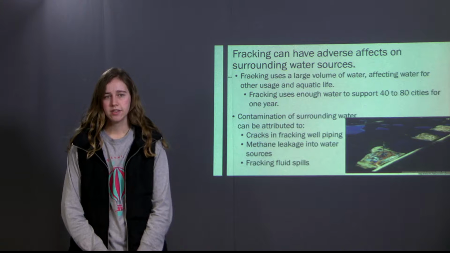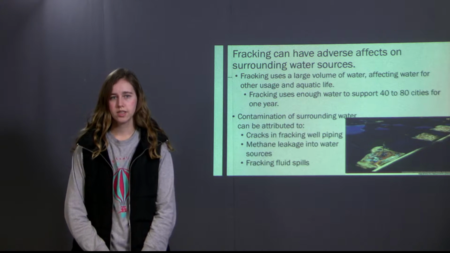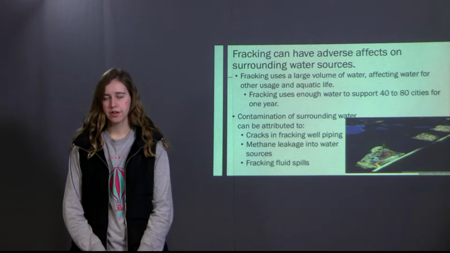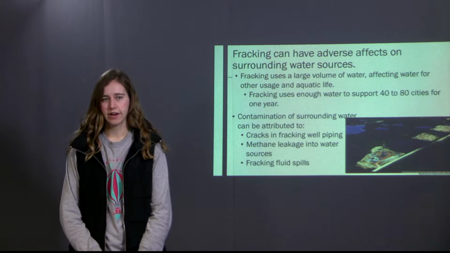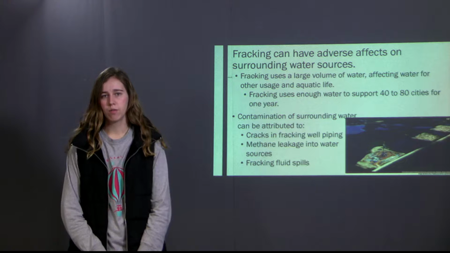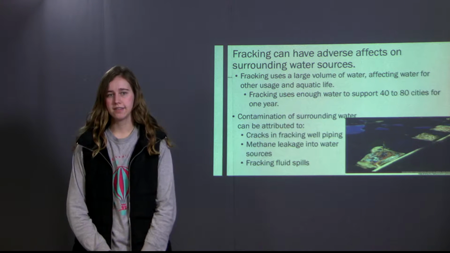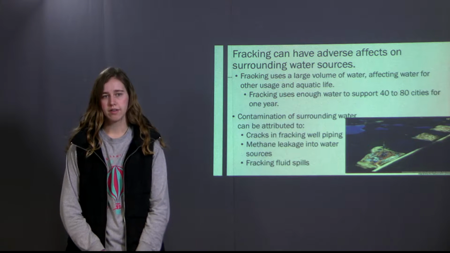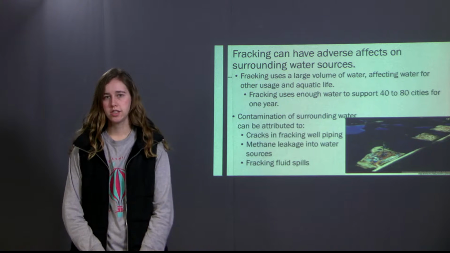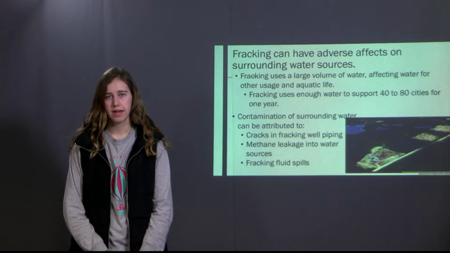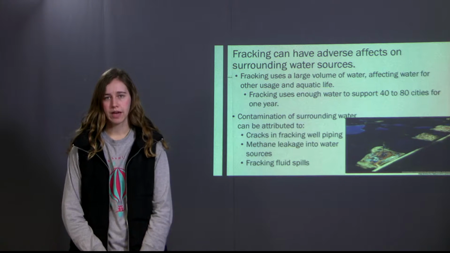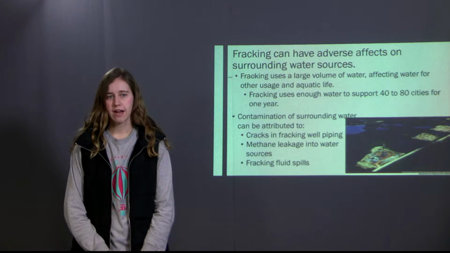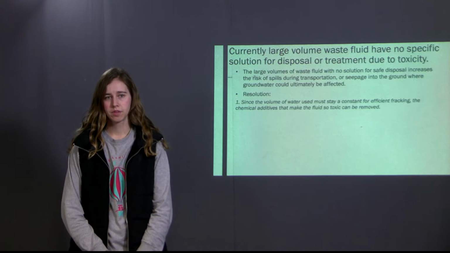Fracking can have an adverse effect on surrounding water sources, as fracking uses a large volume of water, affecting water for other uses and aquatic life in that area. Fracking uses about enough water to support 40 to 80 cities for 1 year. Possible contamination of surrounding water can be attributed to cracks in the fracking well piping above the target oil-gas zone, methane leakage into the water sources, and fracking fluid spills.